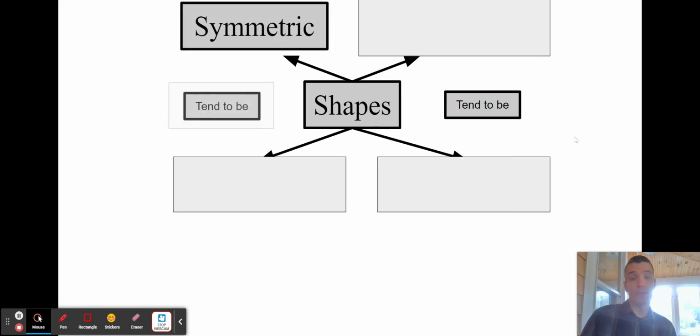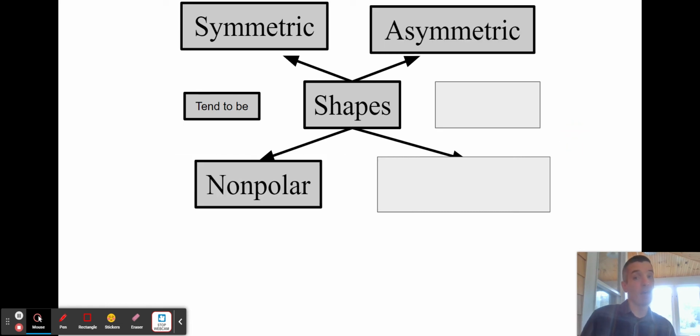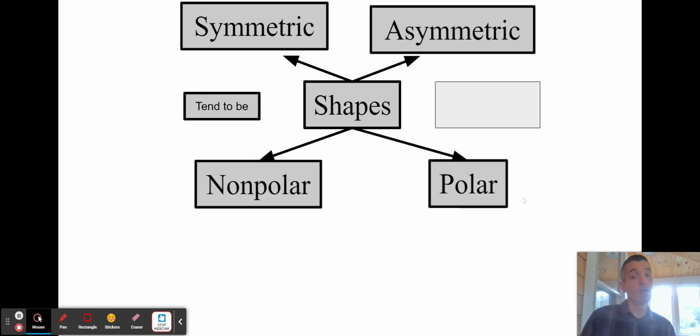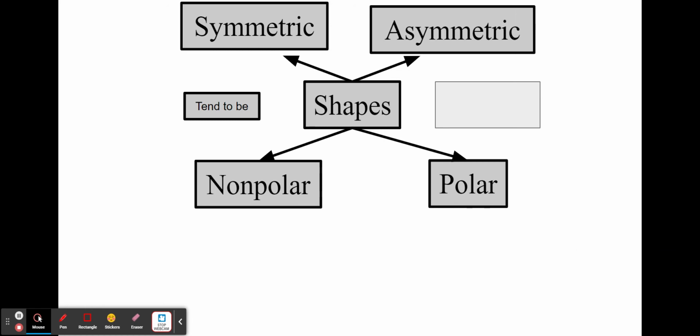Now, in terms of shapes, the ones that are symmetrical tend to be nonpolar, and the ones that are asymmetrical tend to be polar. It should say tend to be under this. I did the wrong thing. And what we're going to do is look at this within PhET, this modeling software, and figure out which one is which.